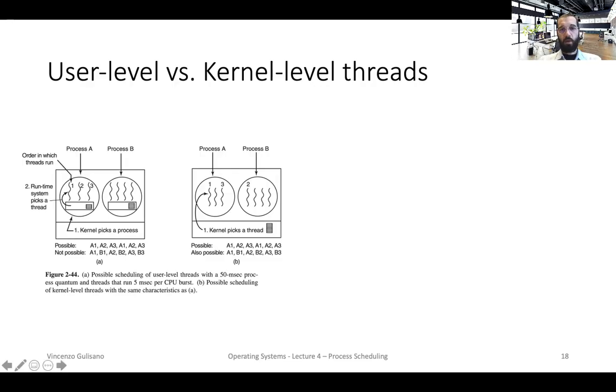On the other hand, if we have kernel-level threads, then the kernel is actually picking a thread of a specific process. So it can run, let's say, thread 1 here, then it can go to thread 2 here, and then it can go back to thread 3 here. So these 3 threads, they can belong to different processes. While here, you would probably change between thread 1, 2, and 3, while the operating system is just running this process.